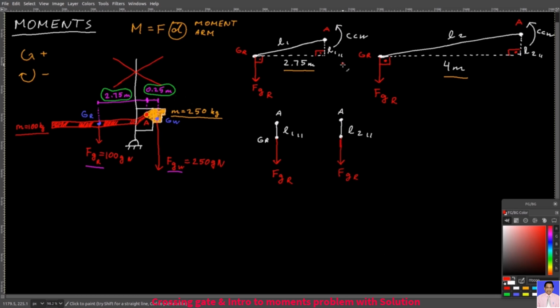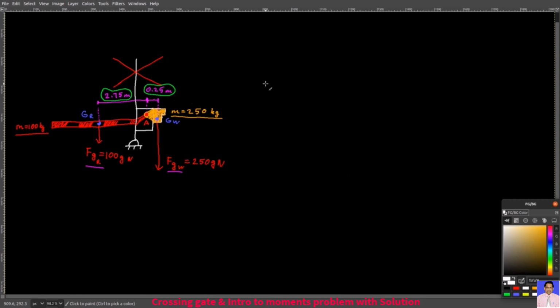And now I have an exercise for you. You know the mass of the crossing gate and the mass of the counterweight, and you know their perpendicular distances to point A. So what is the net moment that comes from the crossing gate and the counterweight? You can get the net moment by adding up the moment from the gate and from the counterweight. Try it out by yourself first and then see the solution in the next video.